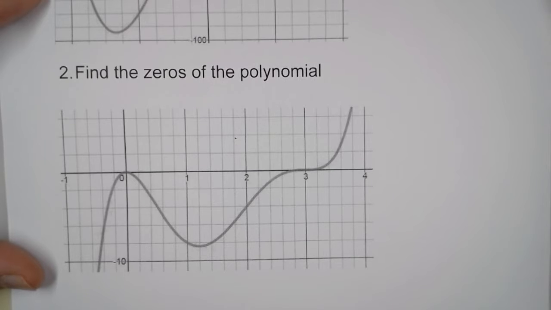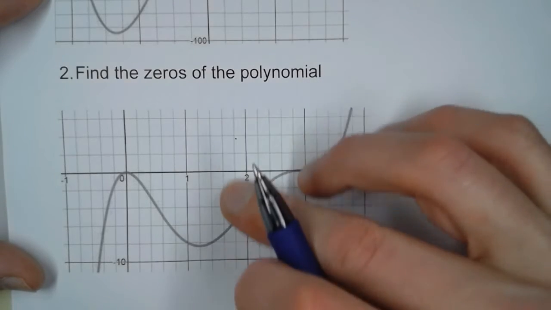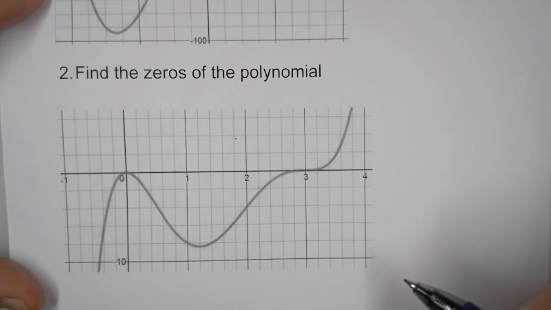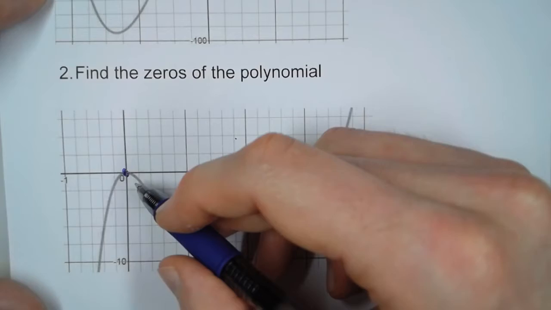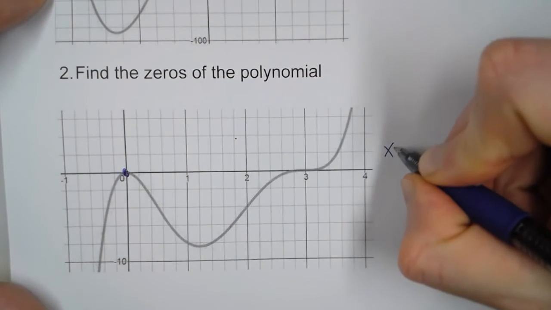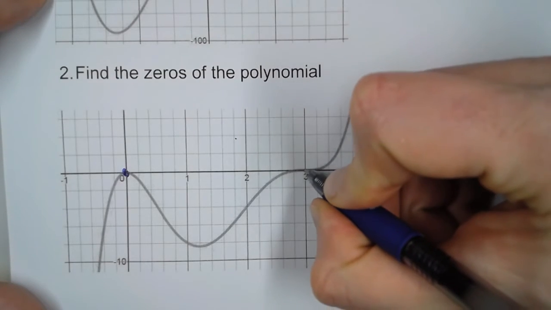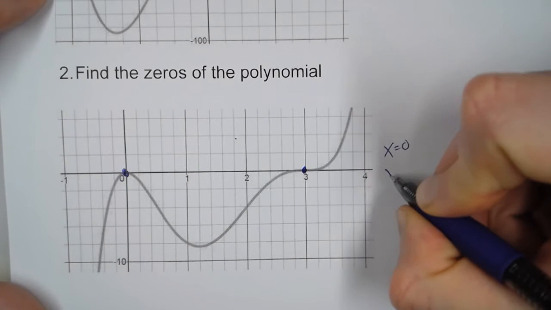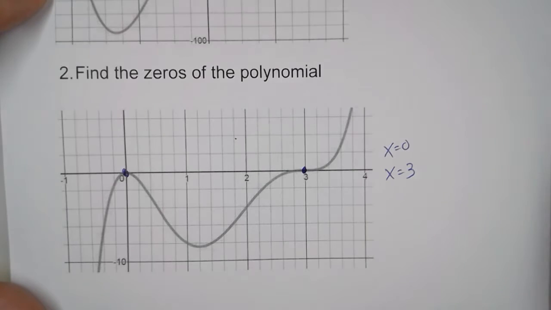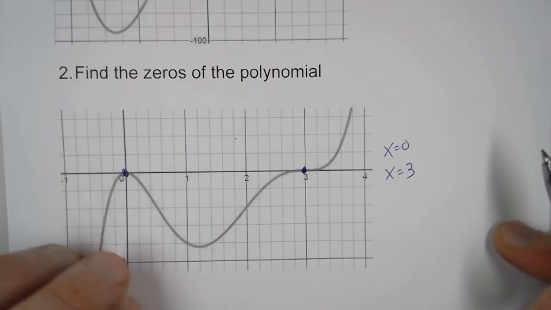Now for number 2, we're asking the same question. Where does this graph intersect the x-axis? Now when people hear about finding zeros of a graph, they often think that it has to cross. Actually, it doesn't. So right here, it doesn't actually cross the x-axis, but it does touch there at x equals 0. And here, it flattens out, but it does cross the x-axis at x equals 3. So those are the two zeros of this polynomial.